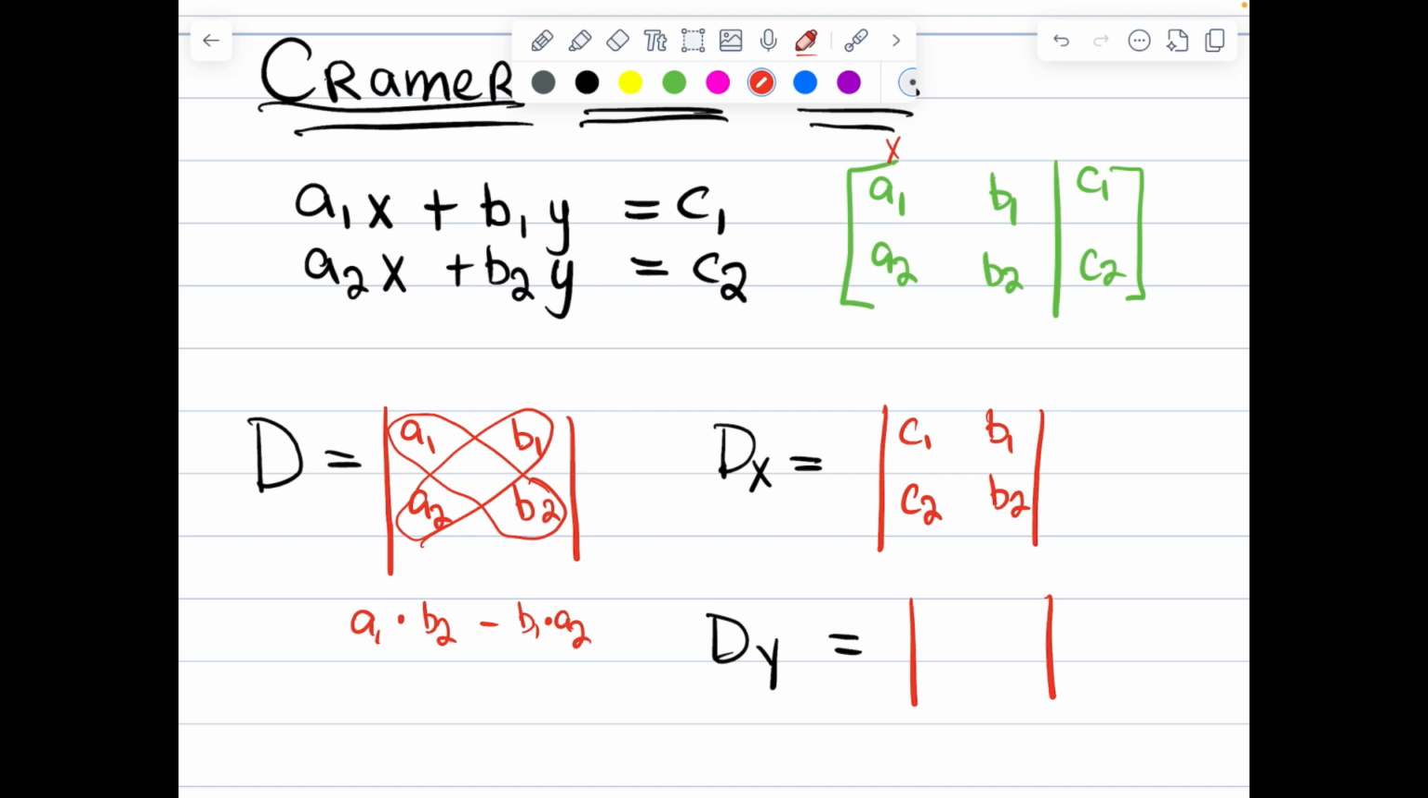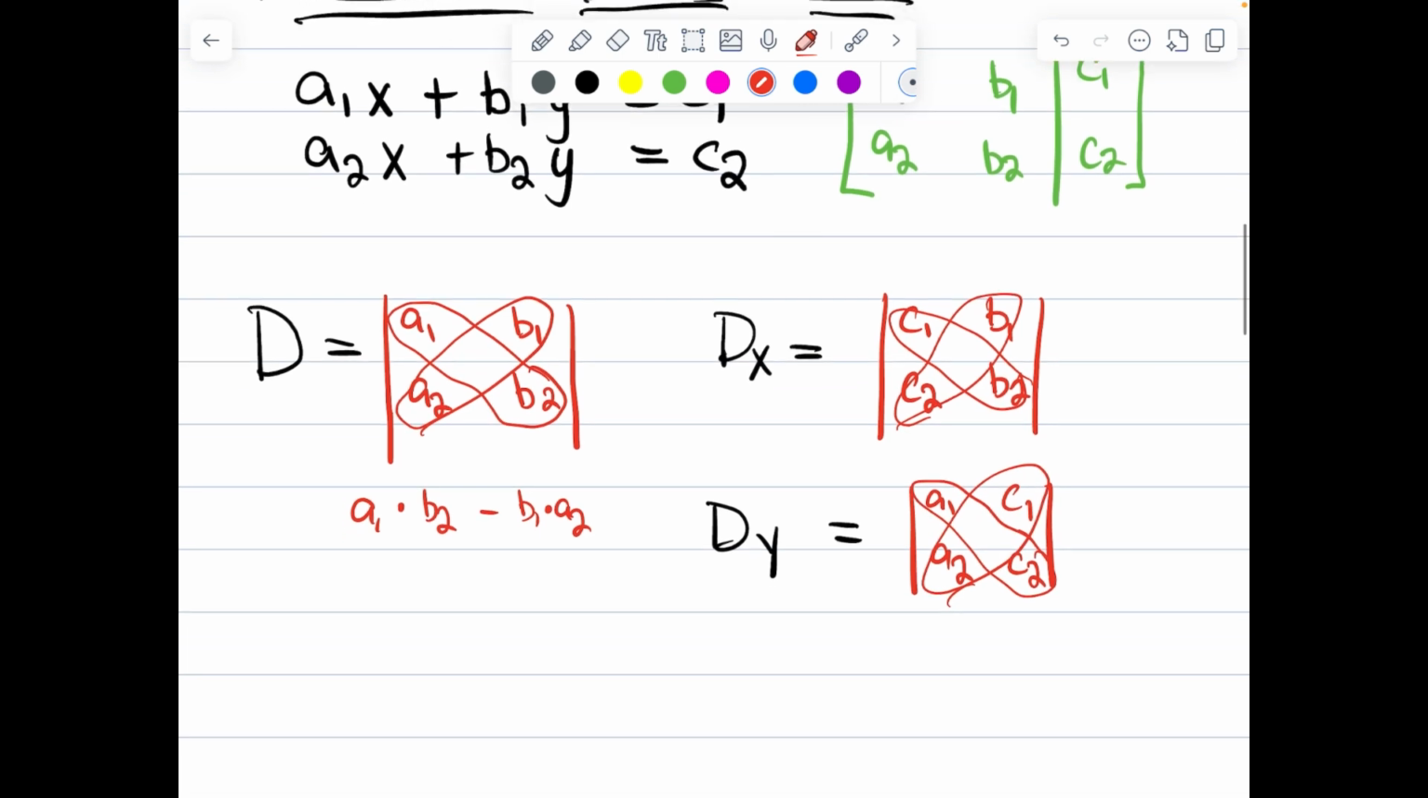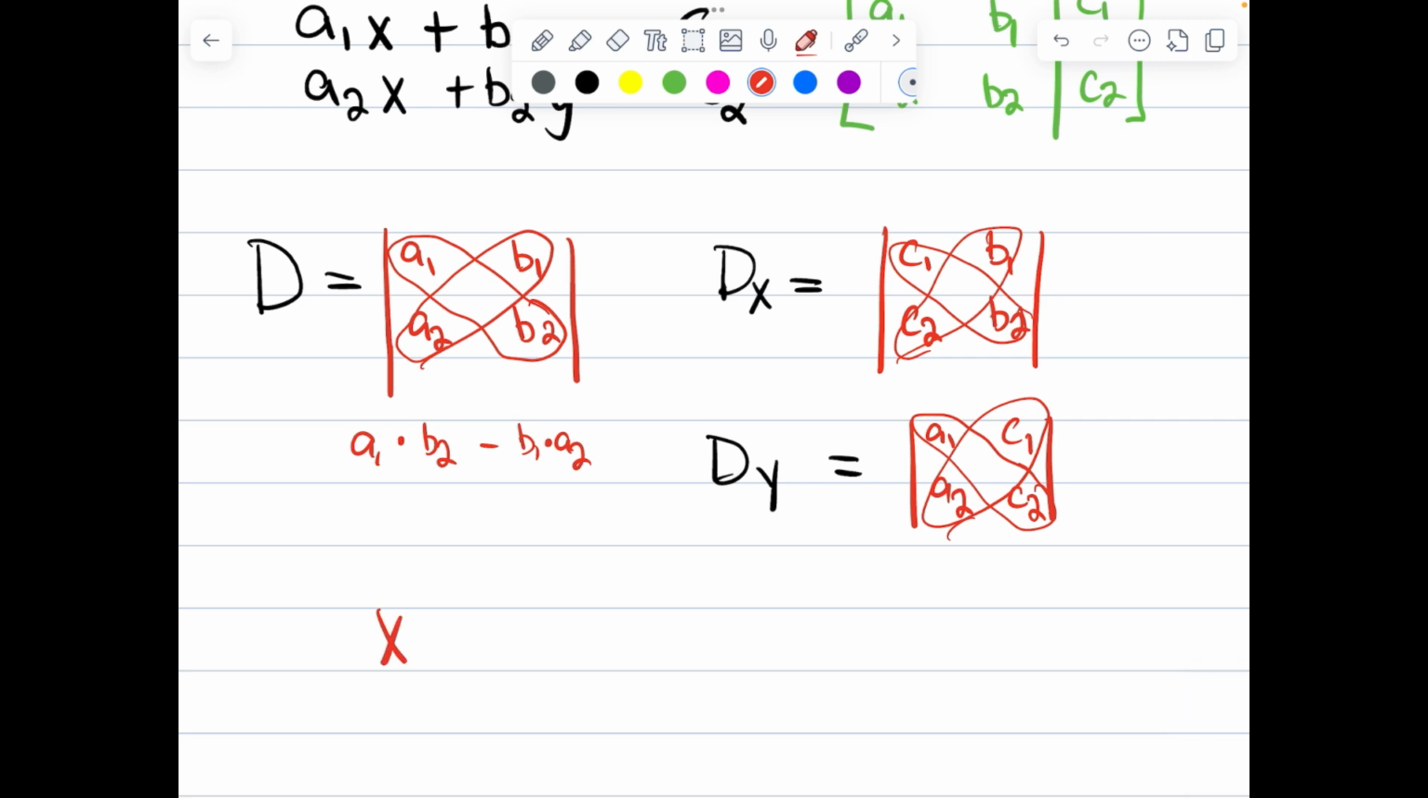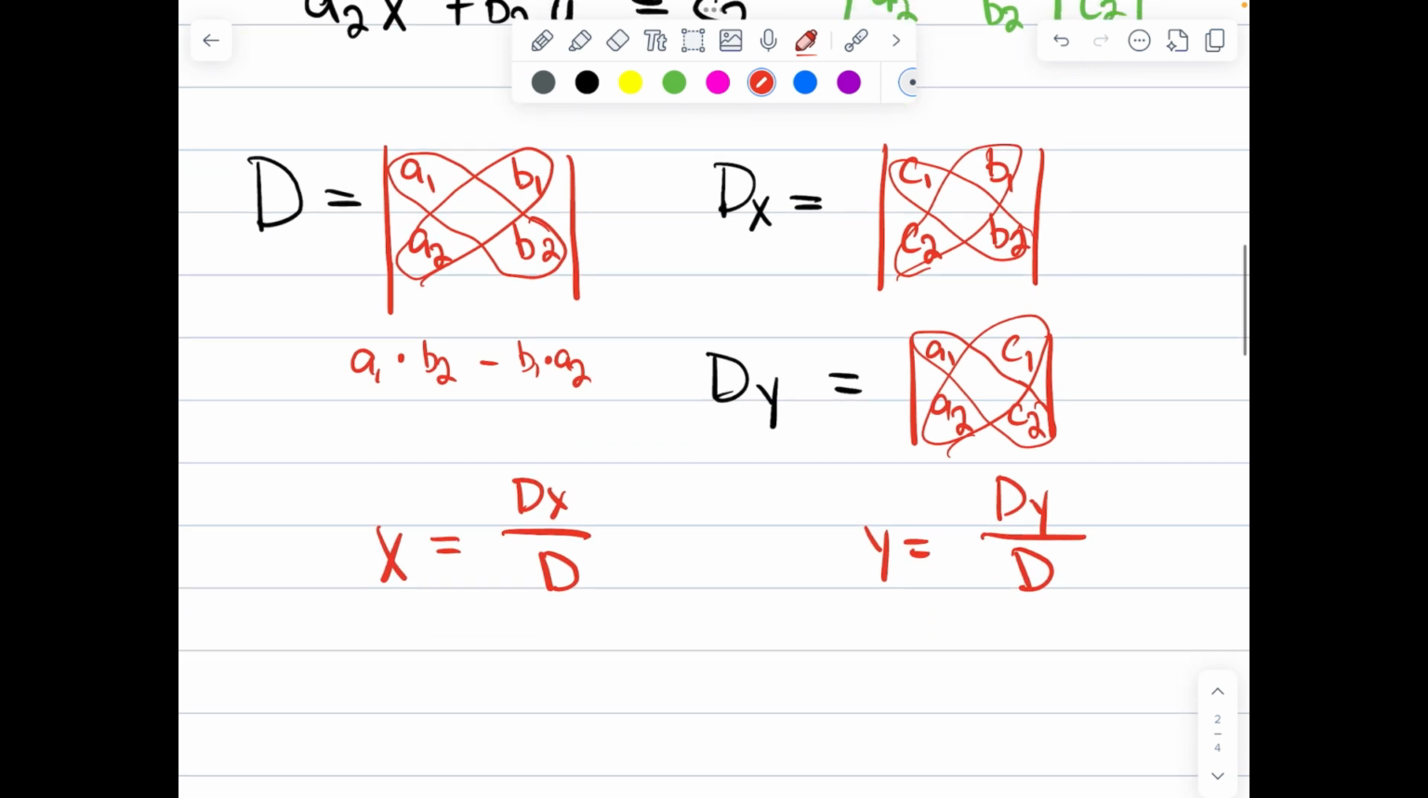And the same thing is going to happen when we're looking at dy. With dy, we're going to eliminate the y column. We're not going to write that, but we are going to write the x column. And then we'll replace the y column with the C1, C2. And then, of course, we'll find our determinant here. And then once we find it and we want to find our x value, then what we're going to do is take our dx and divide it by d. To find our y, we're going to take our dy and divide it by d. That sums up Cramer's rule.